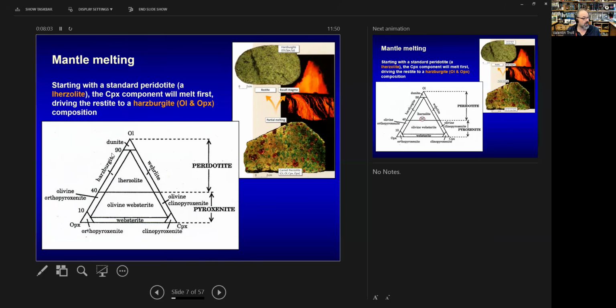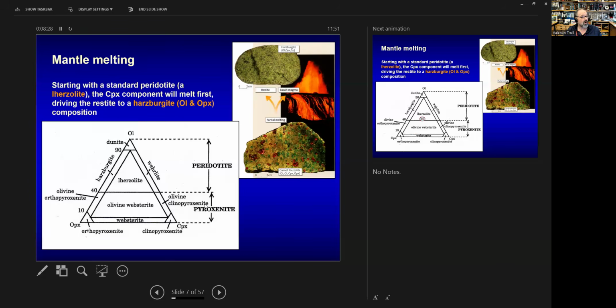There are a few other types here, a harzburgite after the Harz Mountains in Germany. They are actually formed when you remove the CPX component. And here's a wehrlite after a place in the Eifel volcanic region, also in Germany. There we have no OPX, but CPX and olivine. So these would be peridotites, and these would be more like pyroxenites.